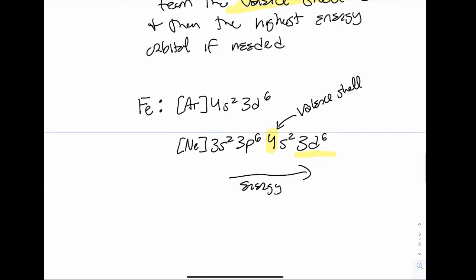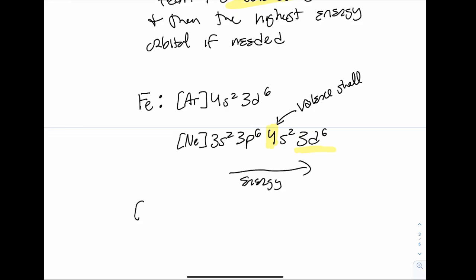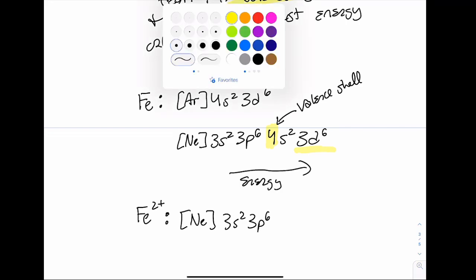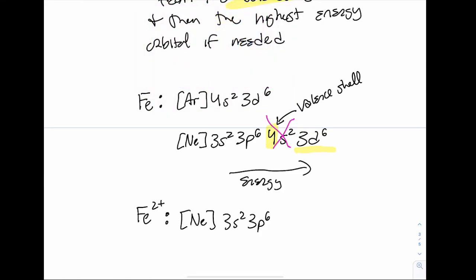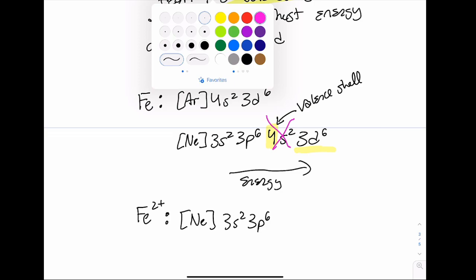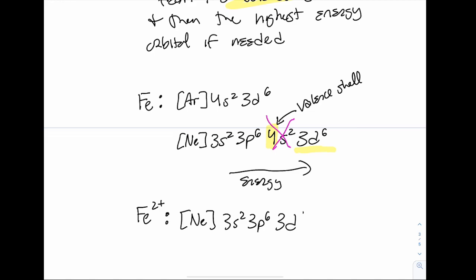So if I want to write iron with a +2 charge, I'm going to remove 2 electrons, right? If it has a +2, it's lost 2. I'm using kind of my weird mix of notation here again. And I need to take these ones. Those are the ones that are going to go away. So I'm then going to write 3d6. So that would be my electron configuration for iron 2+.